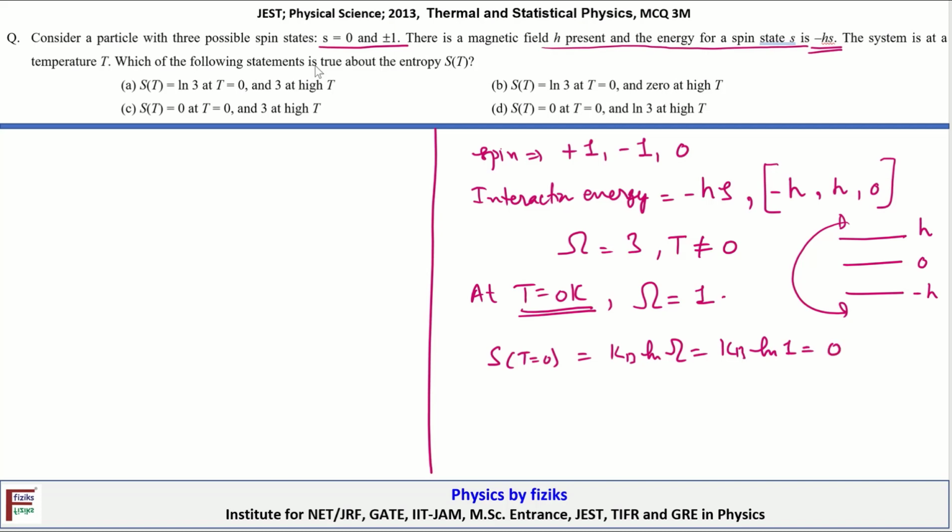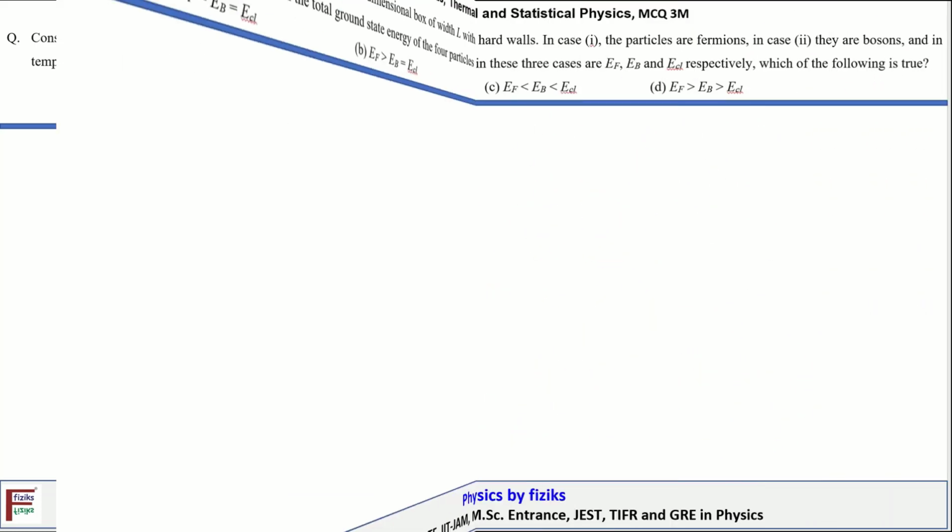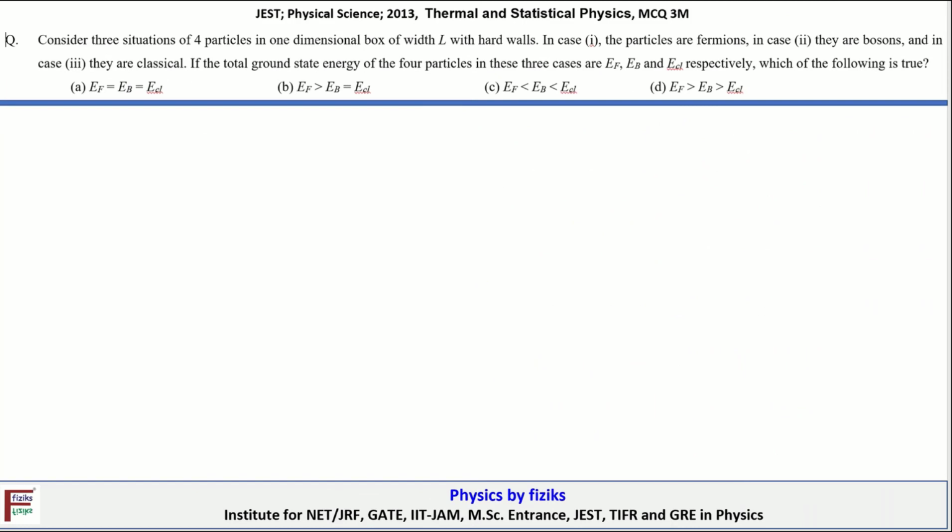This is the situation when temperature is absolute zero, whereas when temperature is not equal to 0, having a certain non-zero value, the corresponding value of the entropy will be kB ln omega, which is equal to kB ln 3. So therefore option D here is the correct one. So let's continue with the next problem.